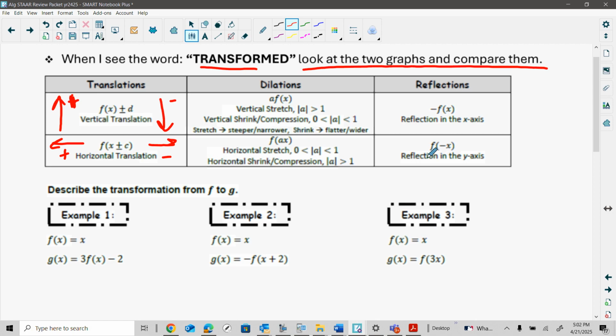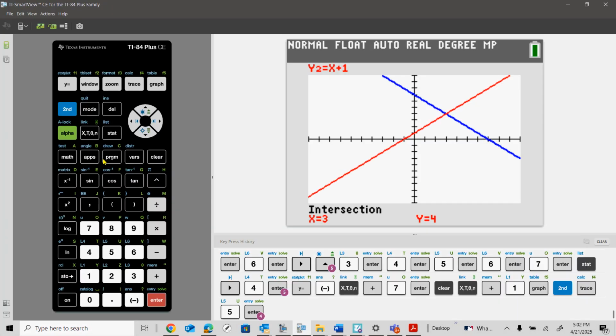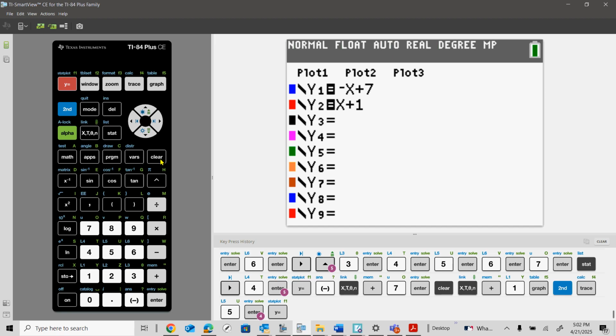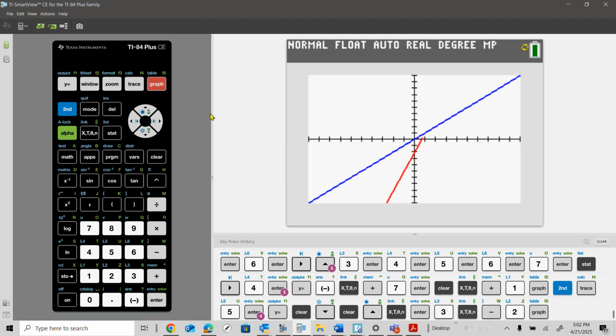Okay, so this is why I said it's easy to compare. I would write this as y equals x, and then y2 equals 3x minus 2, and then compare them. But I'm going to show you, let me put both of these in here. So y equals x, that's your parent function for linear. And then we have 3x minus 2. And then we're graphing, and we're trying to compare.